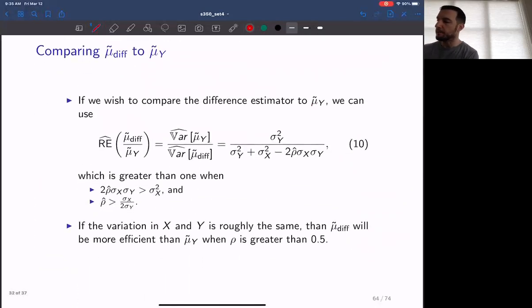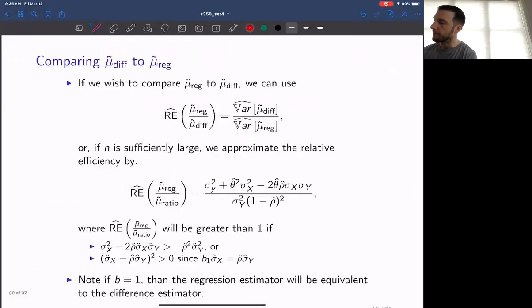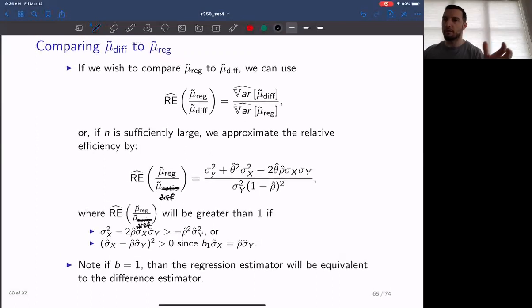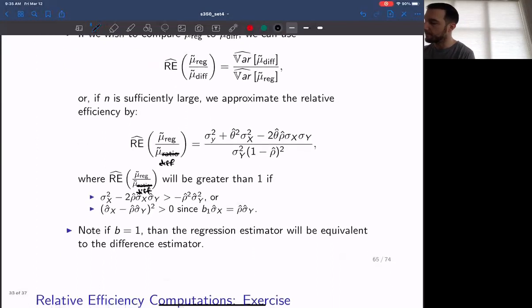Finally, we can also compare the difference estimator to the SRS estimator. Same idea again. So we can use the expression given in number 10. The goal here is exactly the same. And then if we wanted to, we can compare the difference estimator to the regression estimator or compare the difference estimator to the ratio estimator. Here, right? And again, the goal of all of these is effectively the same.